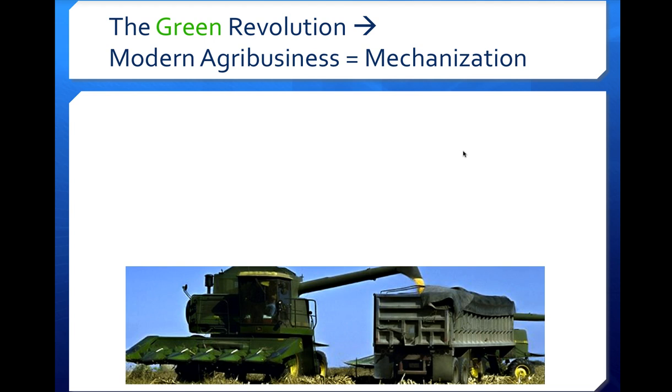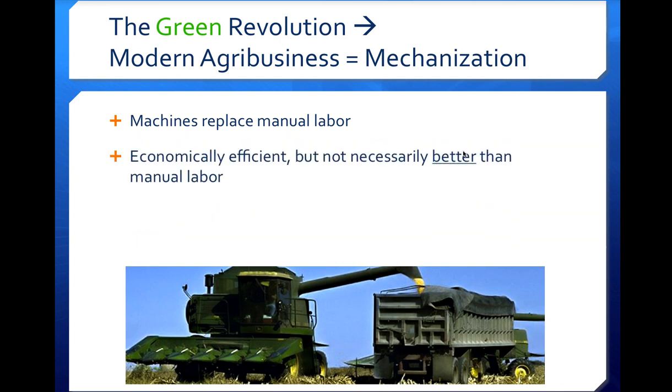So one of the first results of the green revolution, which has led to modern agribusiness, is mechanization. Mechanization is when you have machines that replace manual labor. Now, in a country like the United States, where labor is so expensive, mechanization makes quite a lot of sense. It's economically efficient, but it's not necessarily better than manual labor in terms of the quality of the product that you get out. A lot of times human hands can actually do things better, it's just that they cost a lot more.